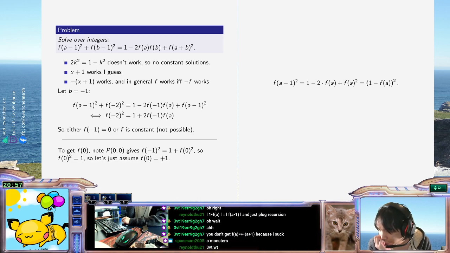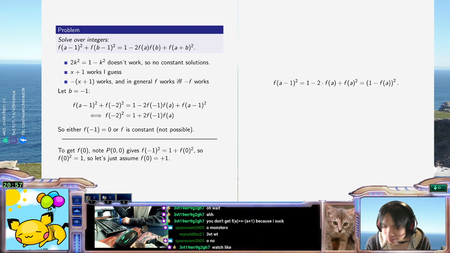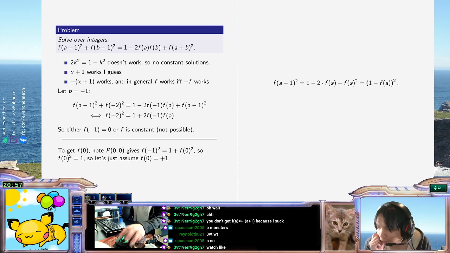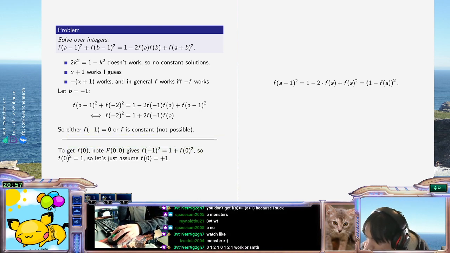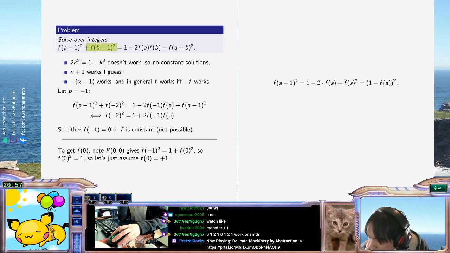Is it x plus 1 mod 2? Well, okay, now Twitch chat has told me that there is a nonlinear solution. Is it x plus 1 mod 2? That requires me to do some cases.